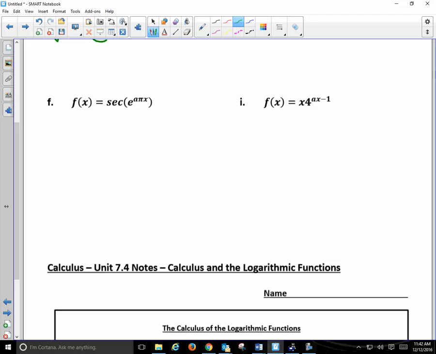So problem I says x times 4 to the ax minus 1. Does anybody see the rule that I'll set up first? Product. Derivative of x times 4 to the ax minus 1 plus x times, how do I find the derivative of 4 to the ax minus 1? Yep, chain rule. You guys are so smart.